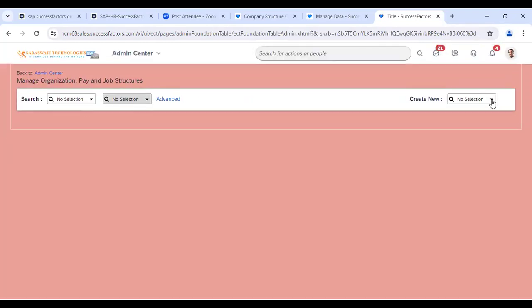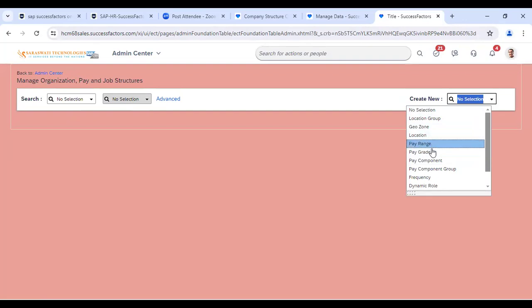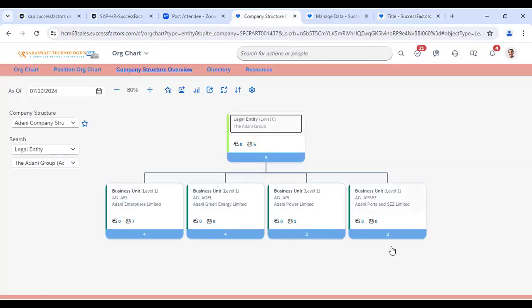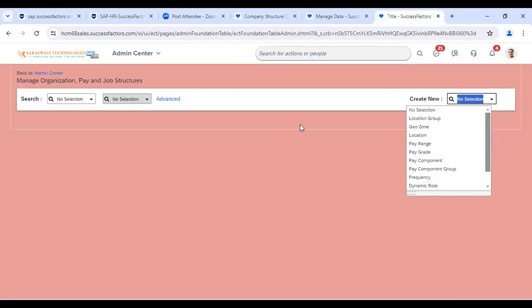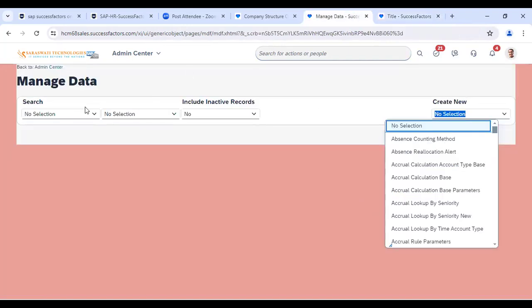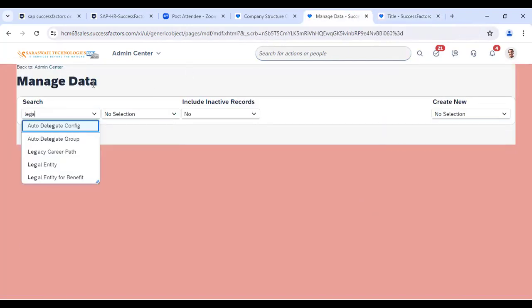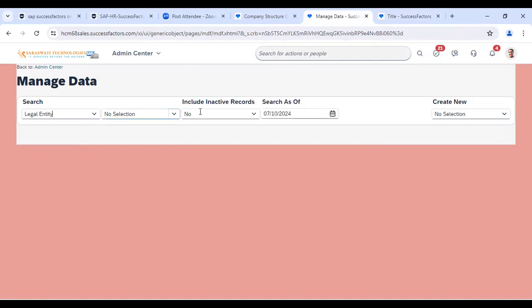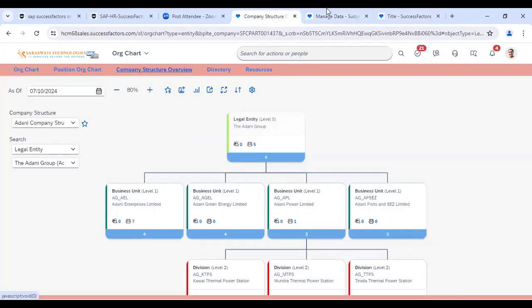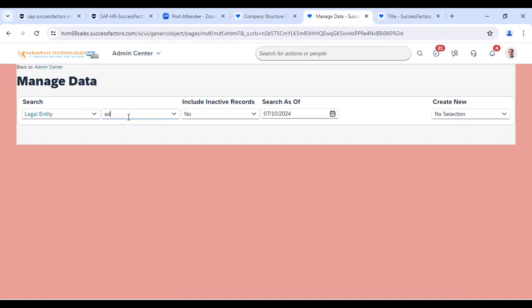Okay, in which we have these things like the location, pay range, frequency, dynamic role, workflow, and event reason. Primarily all the things of this org structure, like the legal entity, business unit, department, division, were all in the legacy. But now after all the releases and updates in SuccessFactors, that has migrated from the legacy, that is from Manage Job Pay Structure, to Manage Data. Now we can easily create the legal entity. Okay, so for your legal entity, which I was explaining, this is the Adani Group. So you can check here also, Adani.